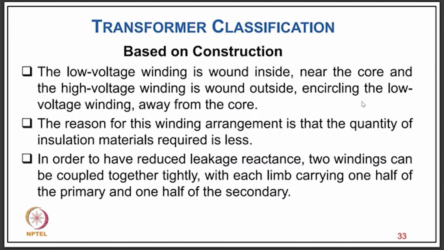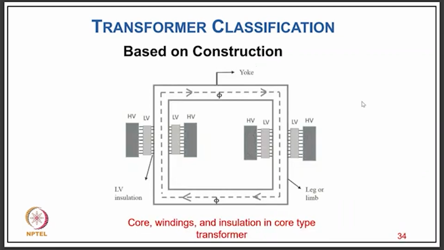It becomes very important because in the symbolic diagram we always show one winding on one limb and another winding on the other, but in reality we put half the winding on both limbs even in a single phase. As you can see here, the LV winding is put closer to the core, and half the HV winding is put away from the core to reduce the insulating material.